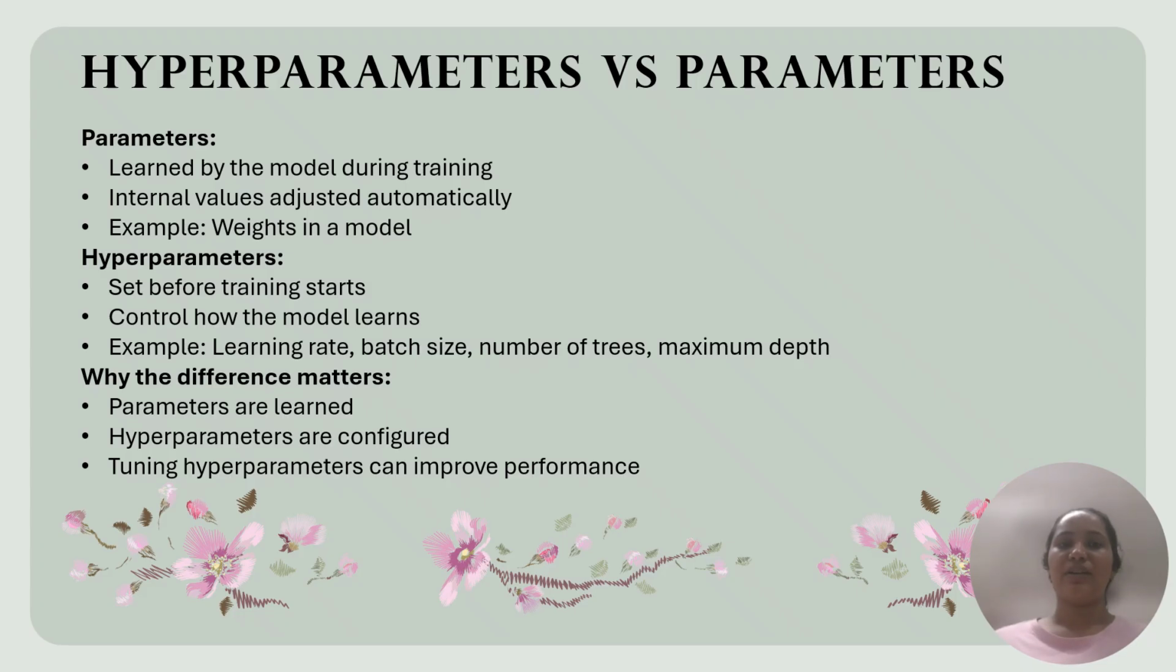This is where tuning becomes valuable. By experimenting with different hyperparameter values, we can often improve a model's accuracy, efficiency, and overall performance. In fact, many machine learning projects spend significant time finding the optimal hyperparameter settings. In simple terms, parameters are what the model learns, while hyperparameters determine how the model learns.